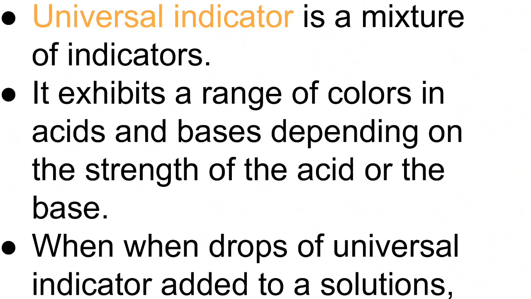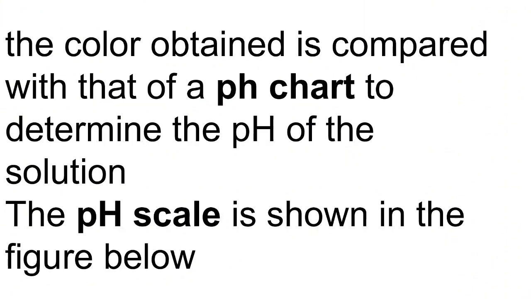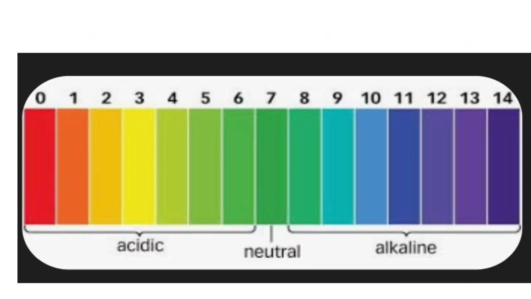And we said pH is the degree of acidity or alkalinity of a substance. So apart from the universal indicator telling us whether a substance is an acid or a base, it also has the ability to tell us how strong and how weak that base is, depending on the pH of the solution. Now look at the diagram. It shows a pH scale. You can see it has different colors with different pH values ranging from 0 to 14.